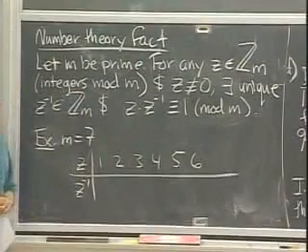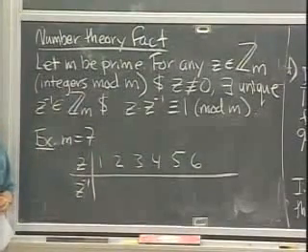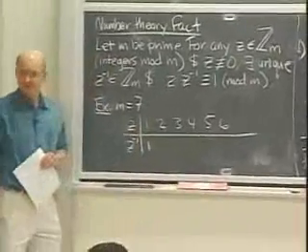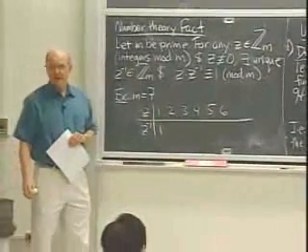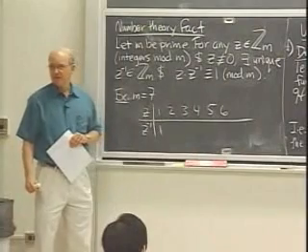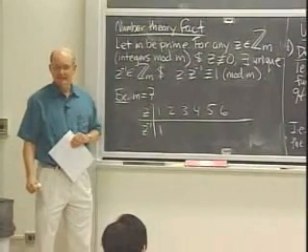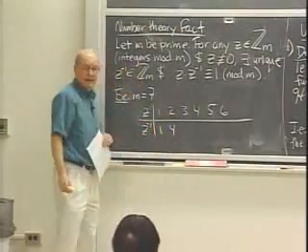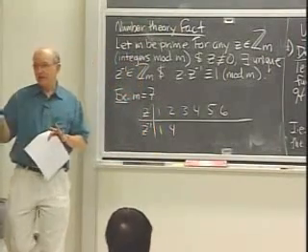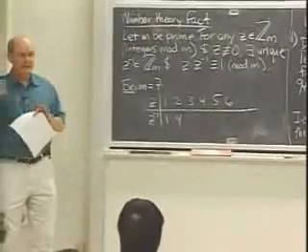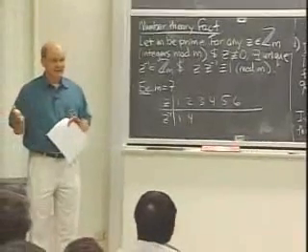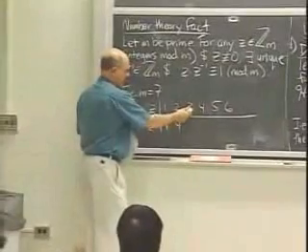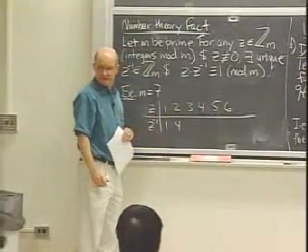Okay, so what's the inverse of 1? What number when multiplied by 1 gives me 1? 1, good. How about 2? What number when I multiply it by 2 gives me 1? 4, okay, because 2 times 4 is 8, and 8 is congruent to 1 mod 7. Okay, so I renormalize it.